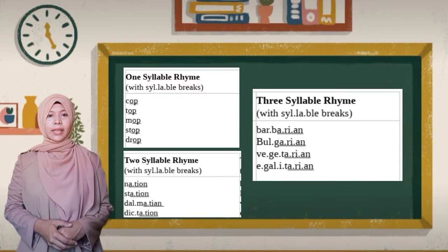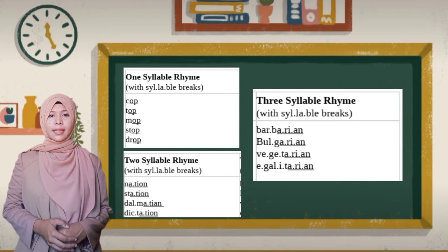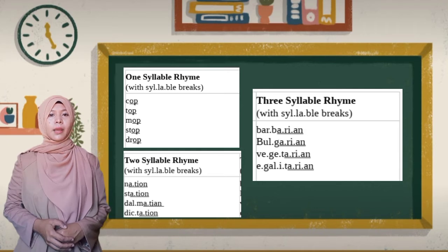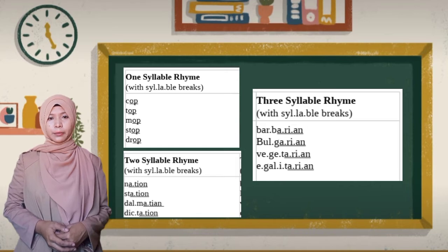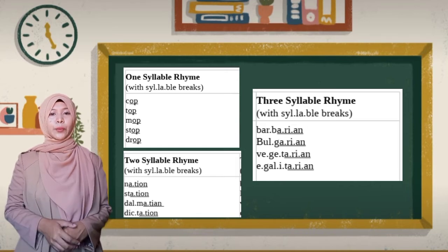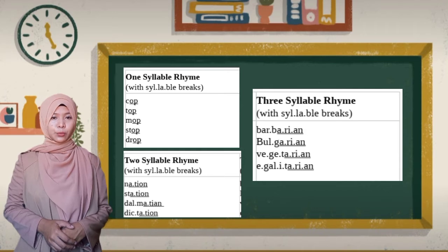Now, let's take a look at this table. As we can see, some rhymes are more complex than others, with more complex syllable types and numbers of syllables in the rhyme. For example, the following words have multiple syllables in the rhyming part of the word. In one-syllable rhyme, we have cop, top, map, stop, and drop. As you can see, the nucleus and the coda make the rhyme at the end of each word.